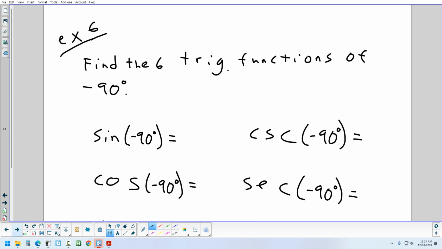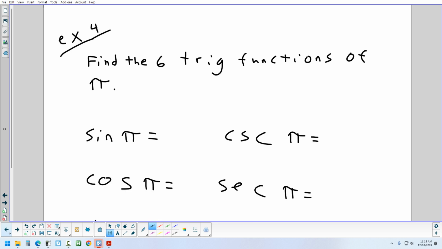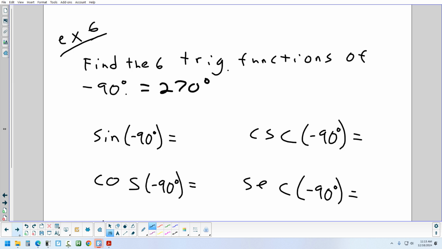How about negative 90? What is it that you don't think I like about that one? I don't like that it's a negative angle, so how could I make it positive? Add 360. And what do you get if you add 360 to that? 270. You get 270, which is the same question again. Okay. So it's example 3, 5, and 6. They look like different questions. They're not. They're all the same question. See example 3.